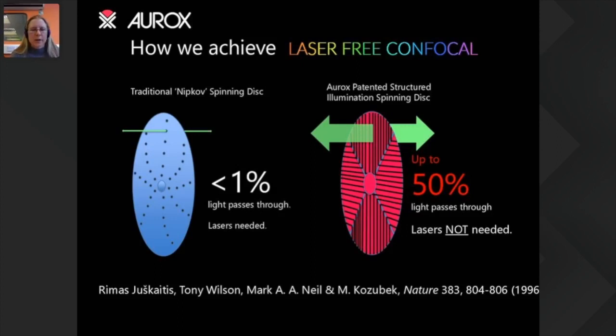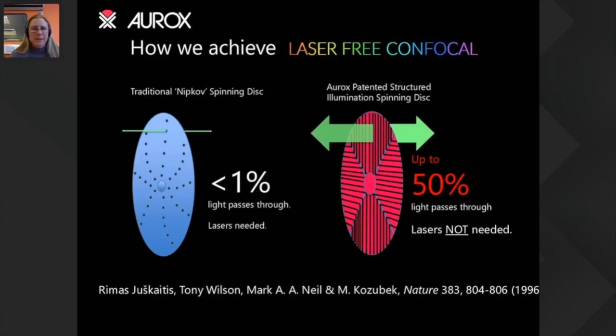Now, Remus and Tony and Mark and my other colleagues, they measured the light throughput of these traditional Nipkow spinning discs back in 1996, and there was less than 1% light throughput. So they're a bit better now. You get about 5 to 7% light throughput in a traditional spinning disc system.